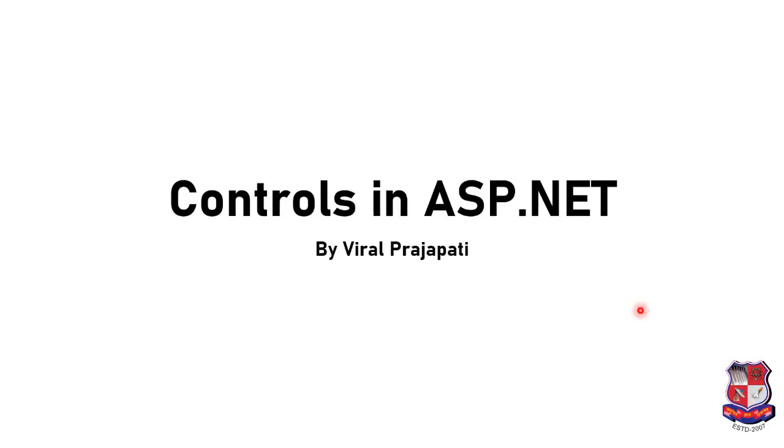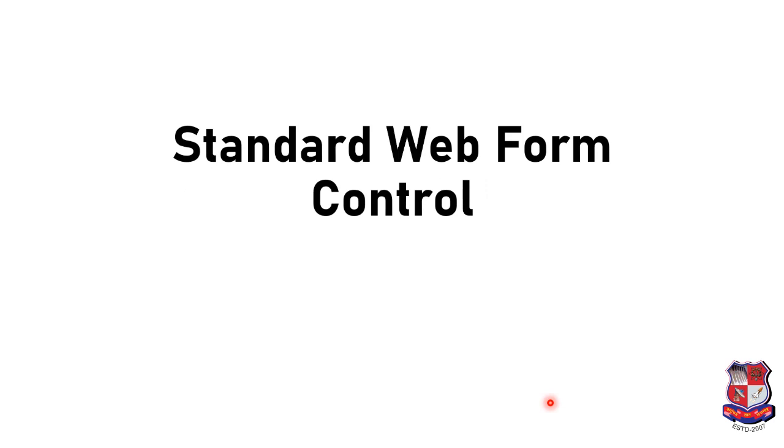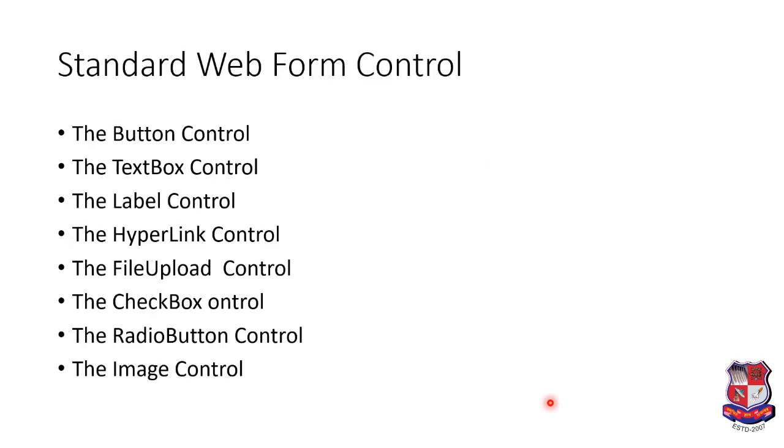Hello everyone, we are going to discuss standard web controls available in ASP.NET. So these are the list of standard web controls which are available in ASP.NET. First one is button, second one is text box, third is label, fourth is hyperlink, next is file upload, next is checkbox control, then radio button control, and last one is image control.